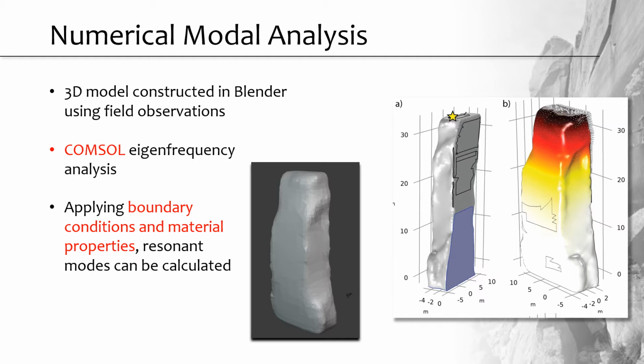So to do this, I created a 3D model in the program Blender using field observations of the rock column. We then took this 3D model and put it in a computer program called COMSOL. And then after giving the program the material properties of the column, like its density, as well as applying boundary conditions, which you can see in blue in the image on the right, COMSOL is able to mathematically calculate what the theoretical resonant modes of the column should be.